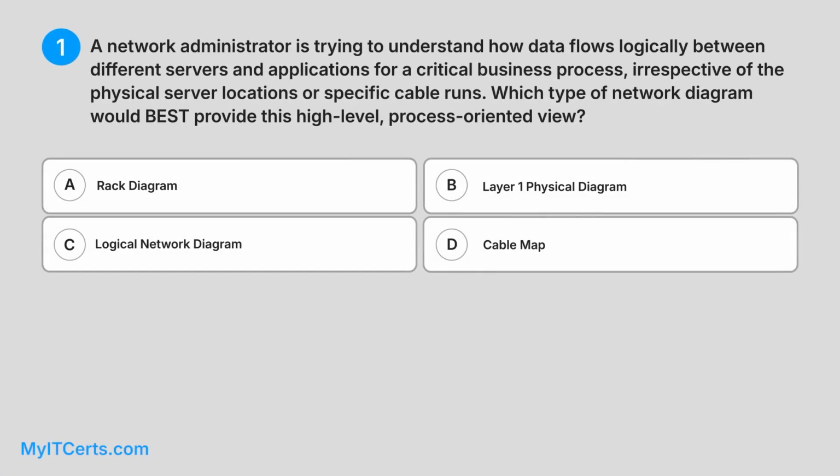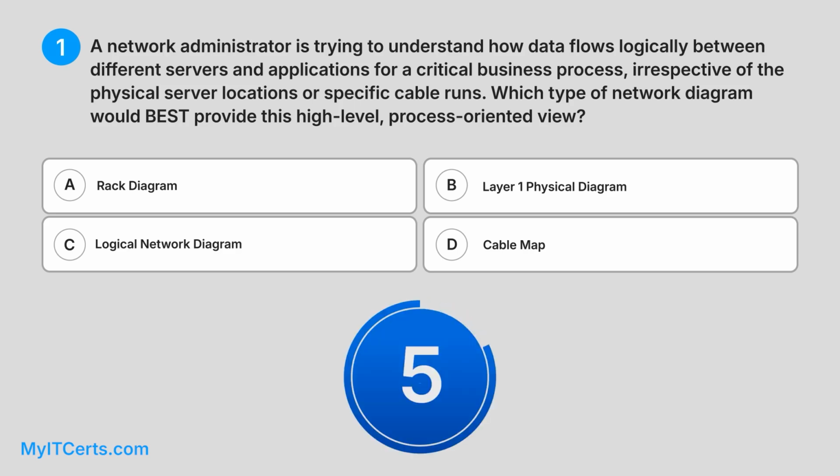1. A network administrator is trying to understand how data flows logically between different servers and applications for a critical business process, irrespective of the physical server locations or specific cable runs. Which type of network diagram would best provide this high-level process-oriented view? A. Rack diagram. B. Layer 1 physical diagram. C. Logical network diagram. D. Cable map.